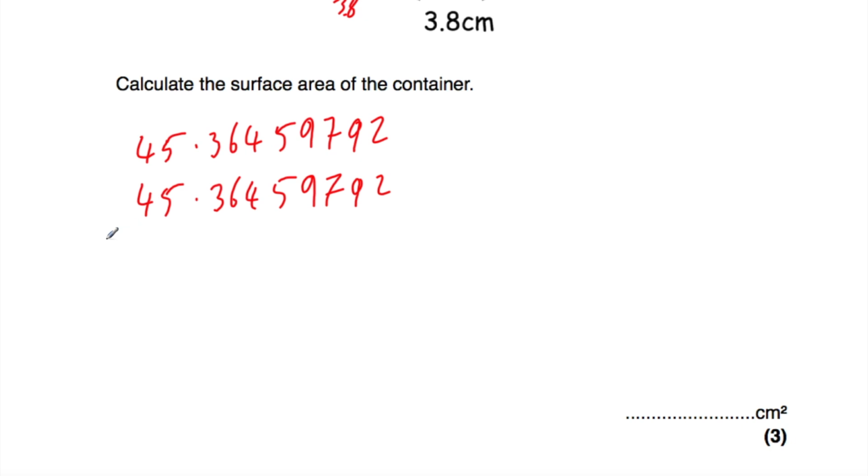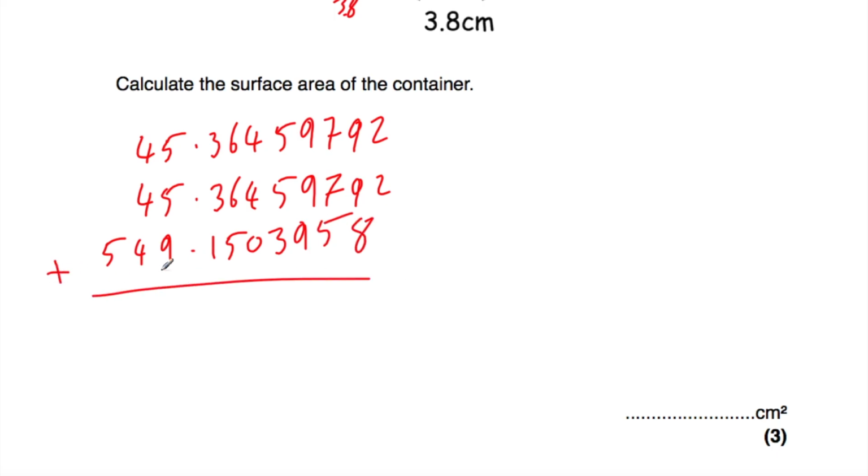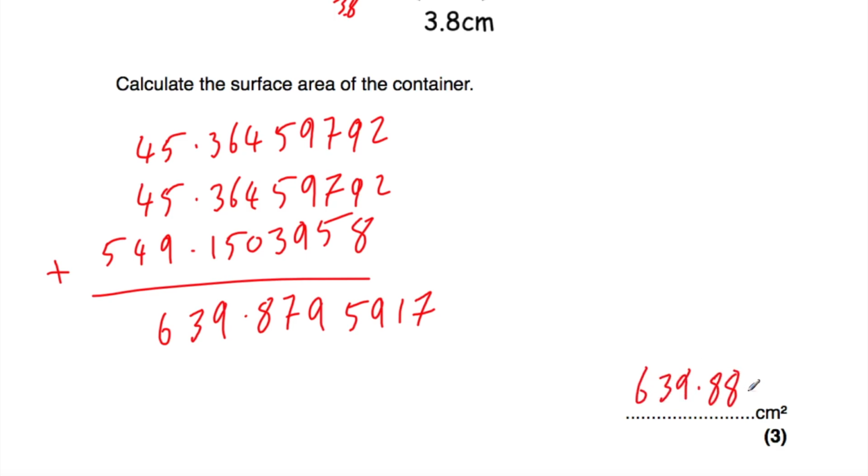So we're going to add 549.150 and the areas of the circles. And when we add those up, let's see what we get. We get an answer of 639.8795917. Now, the question didn't ask us to round it to any particular number of decimal places. I'm going to round it to 2. So I'm going to give my answer as 639.88 centimeters squared. And that's the surface area of that container.